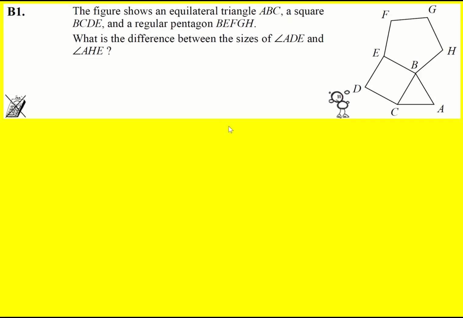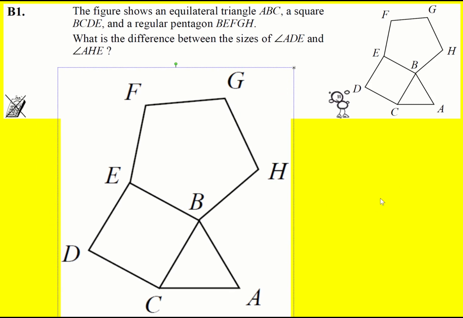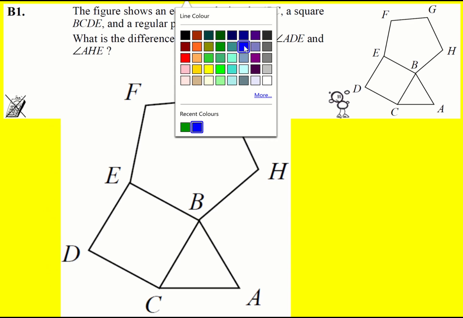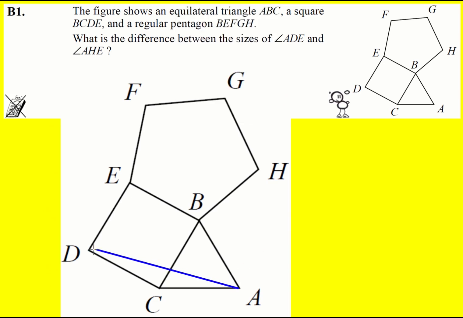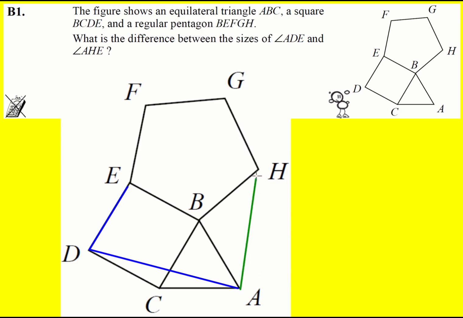It's a really neat geometry question. I'm going to draw a bigger diagram to start with and then highlight the angles that we're interested in. So ADE to start with, that is going to be that one there. And then AHE, this one here. Right, and then of course, with this sort of question, a good shout is just to write some angles down that we immediately know.